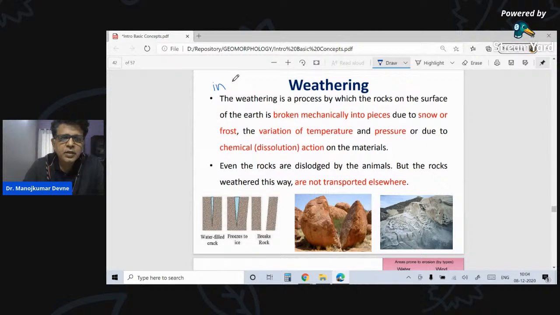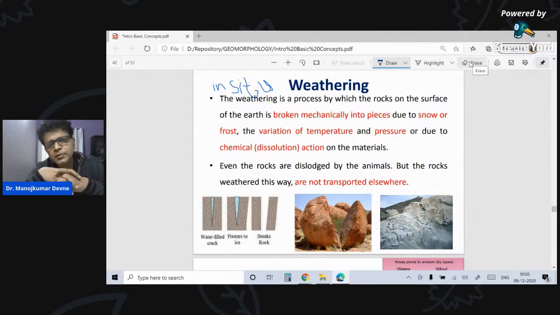I'll try to write it as S-I-T-U. In situ means there and there itself. I will just try, I don't have my pen. Tomorrow I'll use my pen. So this is what we mean by weathering, when disintegration and decomposition take place there and there itself. There is no transport.